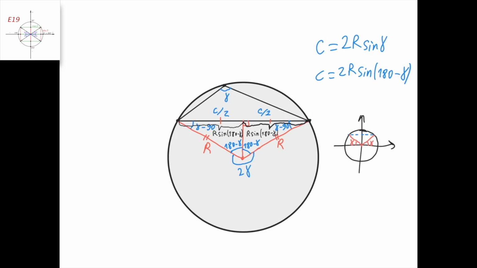What's left is to see that sine of gamma equals sine of 180 minus gamma for all angles gamma. Indeed, if this point corresponds to the angle gamma, then this point would correspond to the angle 180 minus gamma. This point and this point are symmetric with respect to the y-axis. Therefore, the sine of this angle gamma would be this length, and the sine of 180 minus gamma would be this length. The vertical projections of this point and this point onto the y-axis are the same. Therefore, sine of gamma equals sine of 180 minus gamma equals the length of this segment.